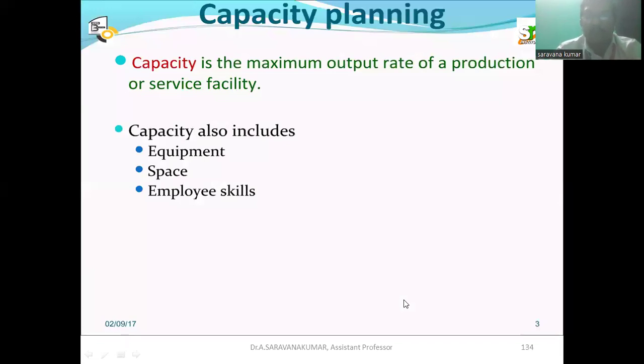Capacity is the maximum output rate of a production or service facility. Capacity also includes equipment, space, and employee skills. So we already discussed capacity constraint, theory of constraint, and capacity planning. Capacity planning is nothing but planning for your capacity, for example, equipment or employees or whatever it is. First, you have to plan.